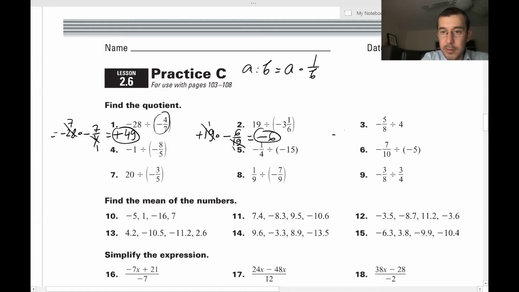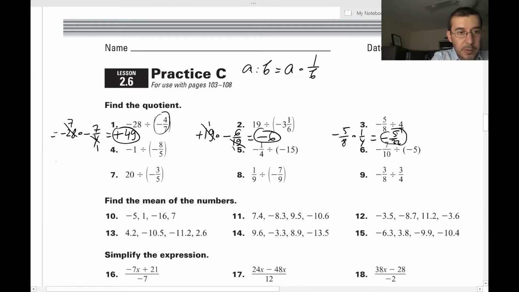Number 3, we have minus 5 over 8 times, this is 4 over 1, or now 1 over 4. Minus times plus is minus, 5 times 1 is 5, 4 times 8 is 32. So minus 5 over 32.